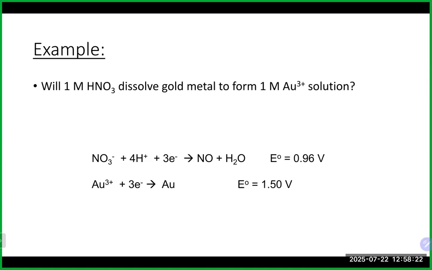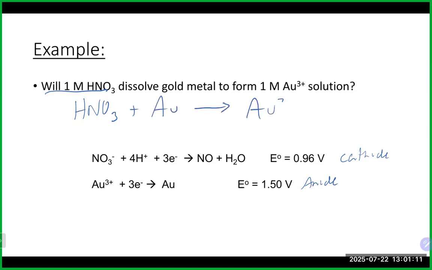All right, let's try one last one here. Will nitric acid dissolve gold metal to form gold 3? Our cathode and our anode, in this particular case, our cathode is the nitric acid, by the way, and our anode is the gold in this case. You may be saying, why is that? It is because we are not going by most positive here. We're going by what the question says, which is, will nitric acid dissolve gold metal to form gold 3? That means these two should be on the same side, and they are on opposite sides here, which means this one needs to be reversed, which then would make this one my anode.